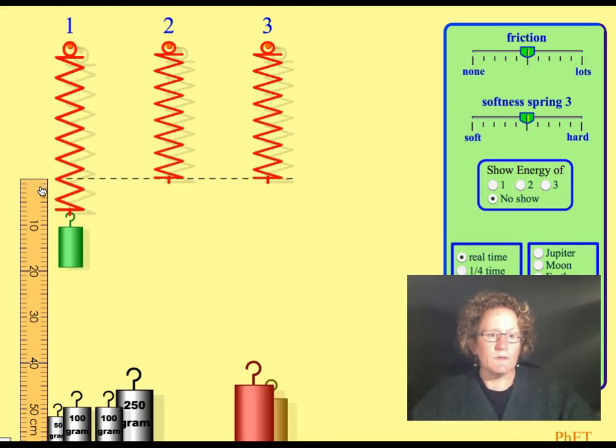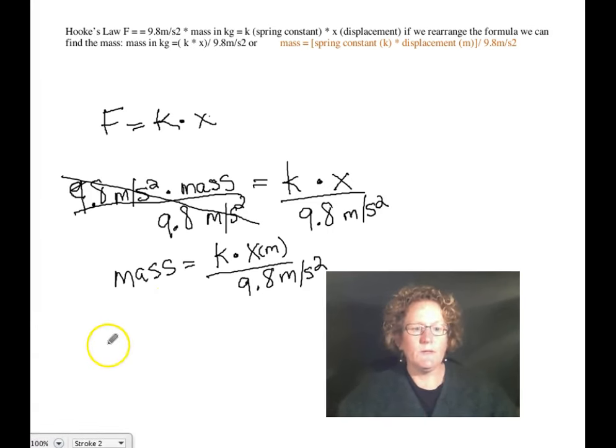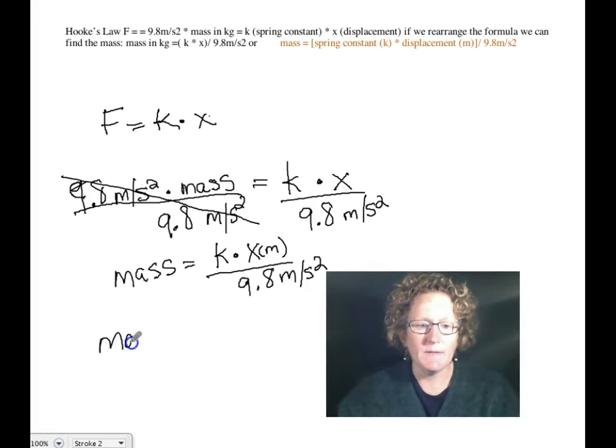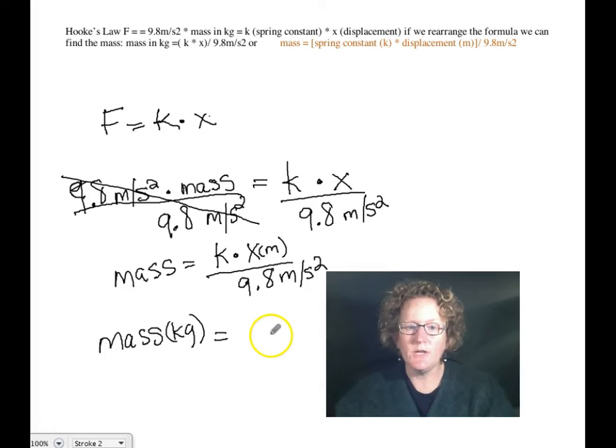So here's 0, and it looks like the displacement's about maybe 6.5 centimeters. So we'll convert that to meters and put it in our formula. So far we have one of the things we need to calculate mass. So we know that mass in kilograms, of course, is equal to the spring constant, which we found out on our sheet. We'll go look at that in just a second.